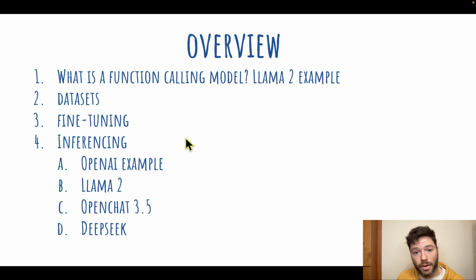Okay, let's take a step back at where we are. We've gone through what a function calling model is with the Llama 2 example. I've walked you through the dataset. The latest one is V3. I've then walked through in detail fine-tuning a language model for function calling, including a brief section on GGUF quantization. So next up, we're going to focus on inferencing, and I'll take you through a very quick OpenAI function calling inference example, and then I'll go through Llama 2, OpenChat, and DeepSeek.